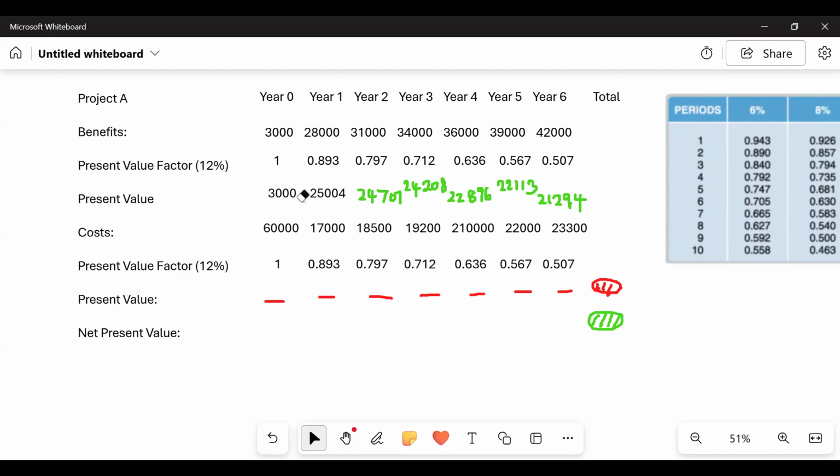So if you add all these together, the total cost in present value form would be something like 143,222. Similarly, if you do it correctly, can you tell me what value you are getting here? The cost value. What is the value?